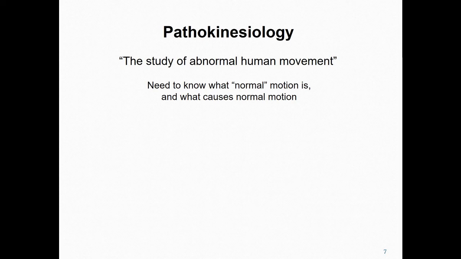A common approach in the study of pathokinesiology, that is the study of abnormal human movement, has been first to ask, what does normal look like? For example, when we look at gait, we will start by considering the characteristics of the gait of a young, healthy adult before we move to considering pathological gait.